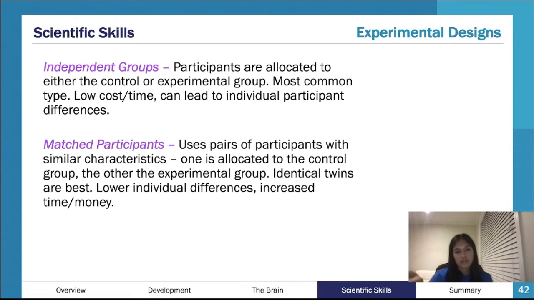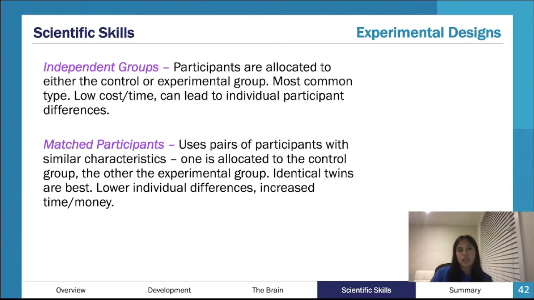Matched participants controls for that issue. So you minimize a lot of participant differences because you basically have your independent groups, but rather than just allocating everybody randomly, you find participants that are similar on a certain characteristic. So let's say you're doing an experiment on memory. So with independent groups, you get your sample and you go, okay, flip a coin, you're in that one, you're in that one, you're in that one. You have no control, it's randomized. So again, that's helpful. You're not purposely moving people about.